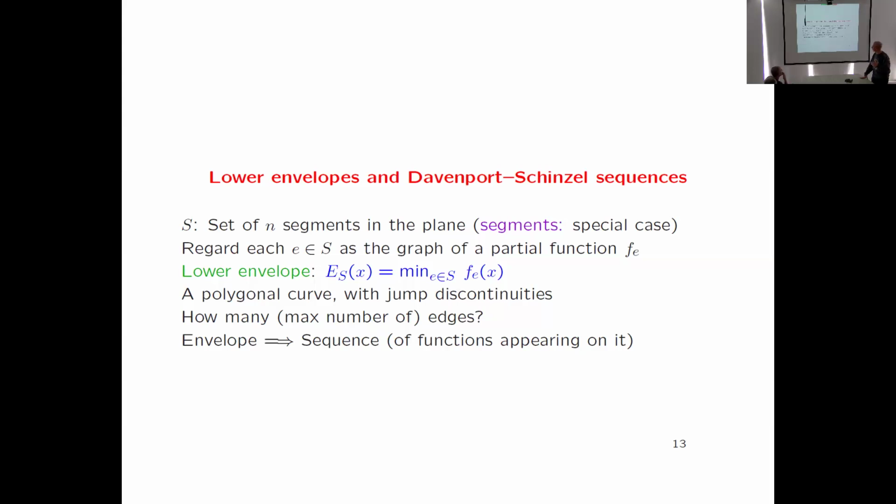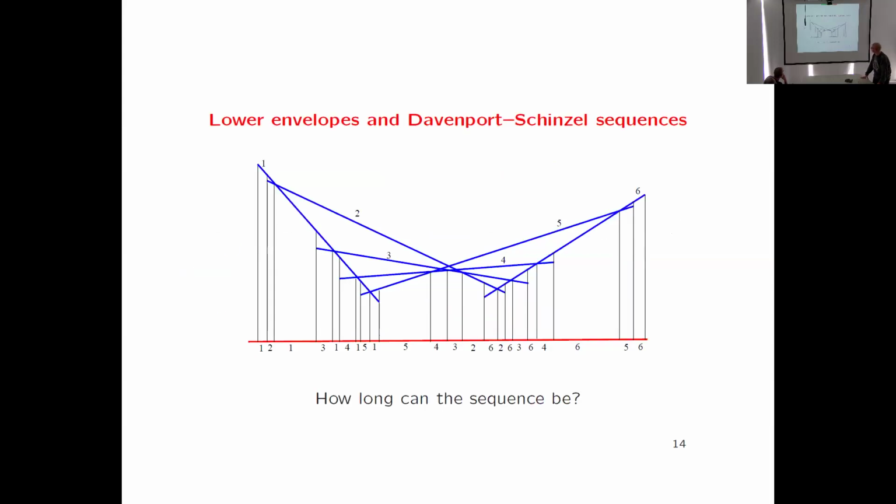And here you can formulate it as a purely combinatorial problem by mapping the envelope into a sequence. Here is a nice example of 6 segments forming quite a complicated envelope. As you walk below the envelope from left to right and write down the names of the segments that appear on the envelope, you will get a sequence: 1, 2, 1, 3, 1, 4, etc. And the question is, how many pieces? That would give you the complexity of the envelope. What is the maximum number of such pieces that you can get? Here you get, by the way, 22. So it's, quote unquote, large.